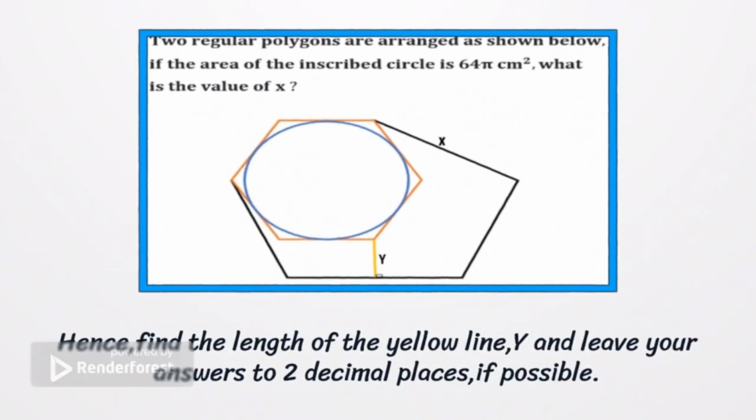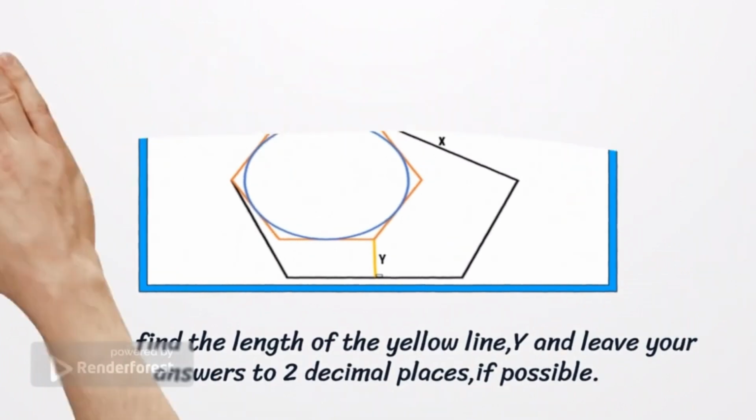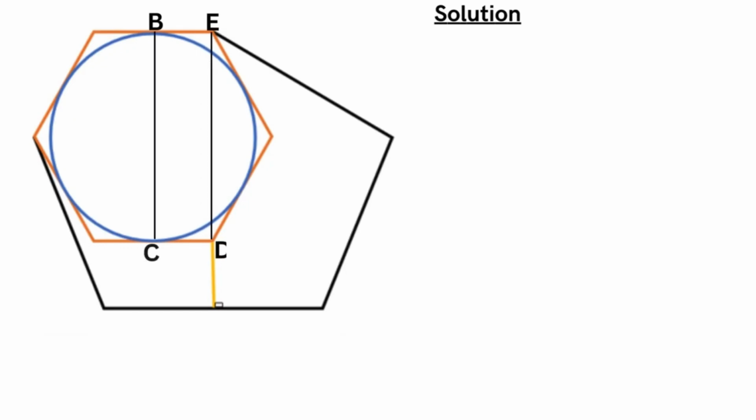Two regular polygons are arranged as shown below. If the area of the inscribed circle is 64 pi centimeters squared, what is the value of x? Hence, find the length of the yellow line y. Leave your answers to 2 decimal places.